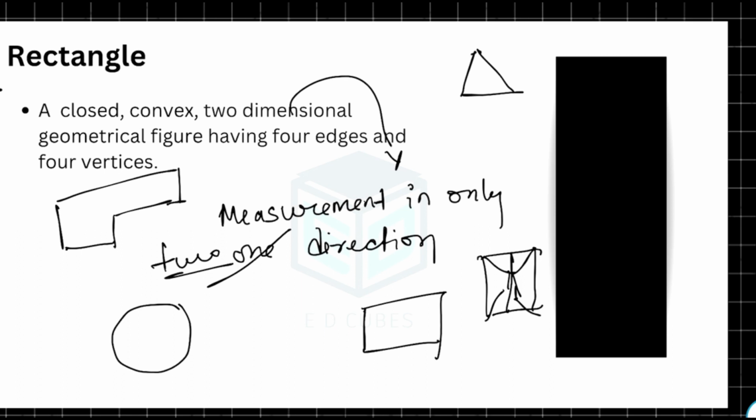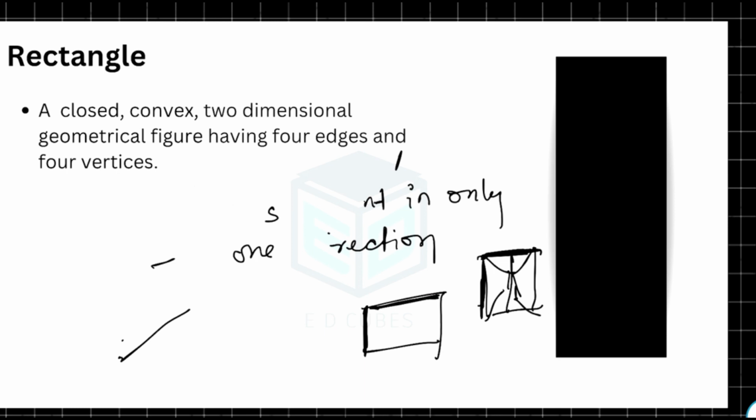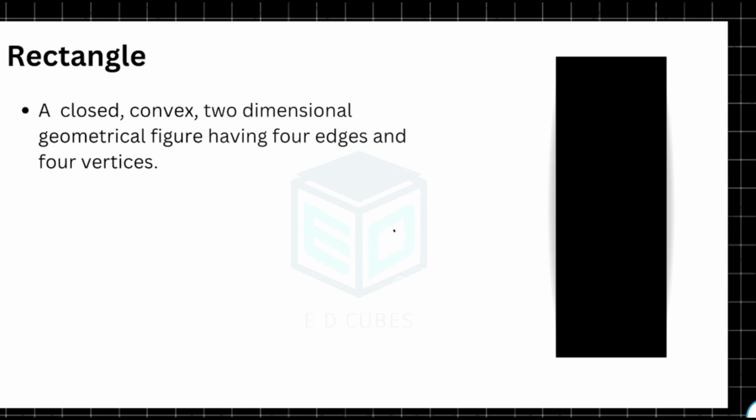Okay, these are two-dimensional. Why two-dimensional? Because we see measurement only in this direction and this direction, only two directions, either horizontal or vertical. So that is called a two-dimensional geometrical figure. Four edges means sides, and vertices means corners. Clear?